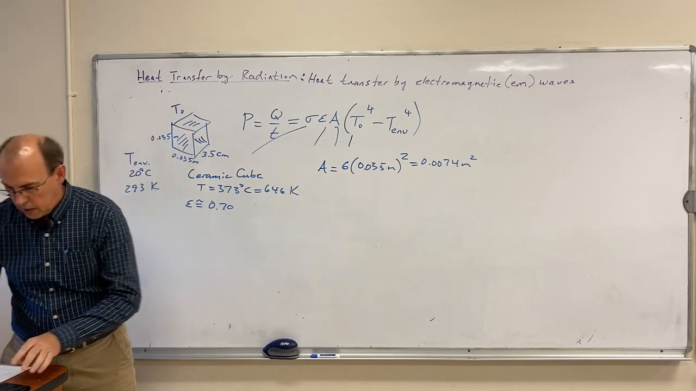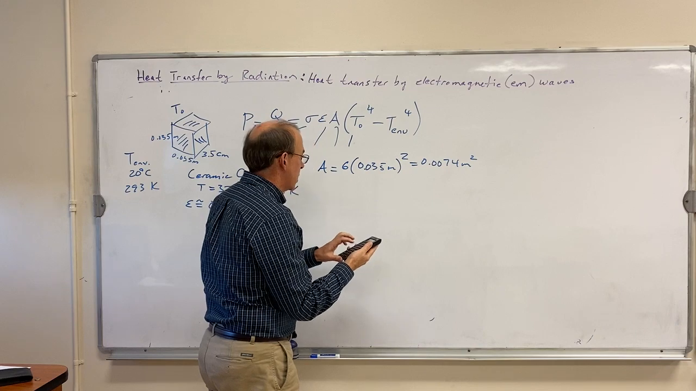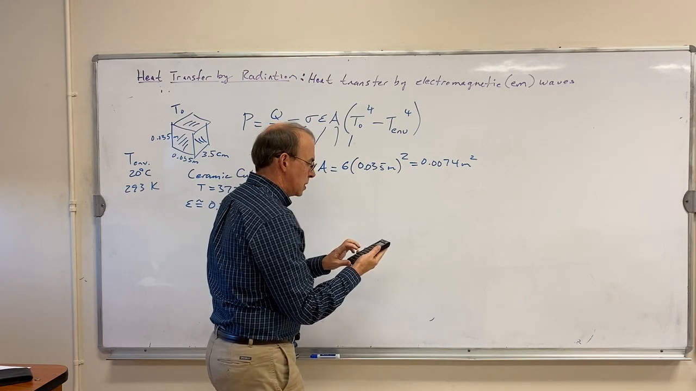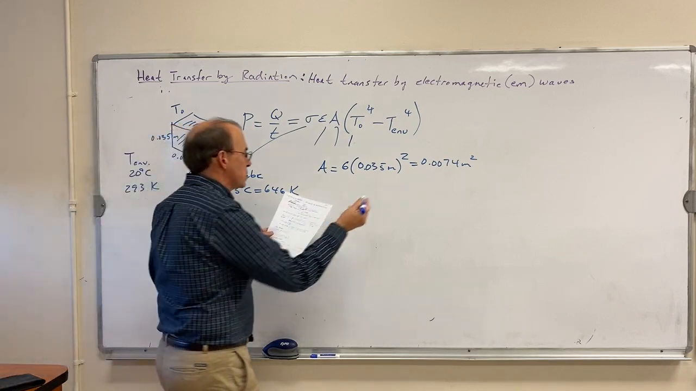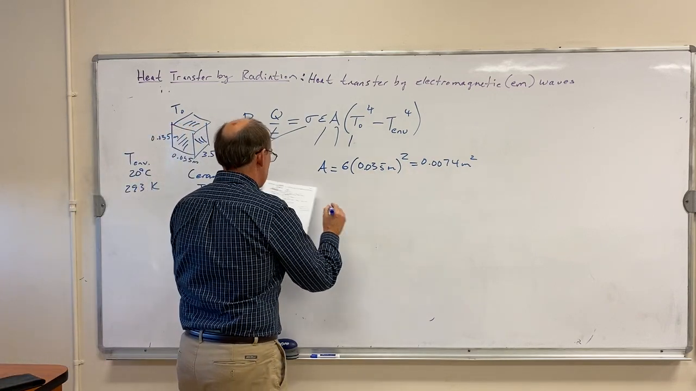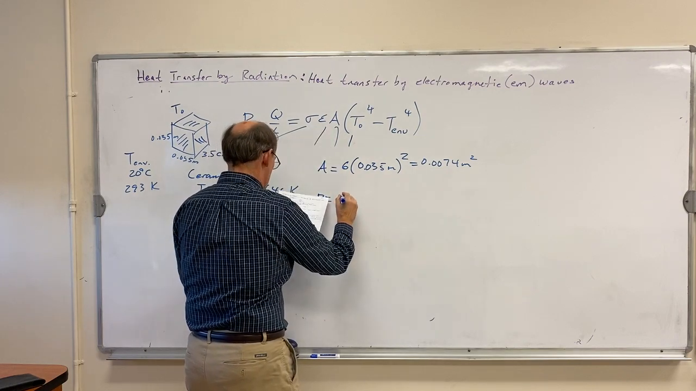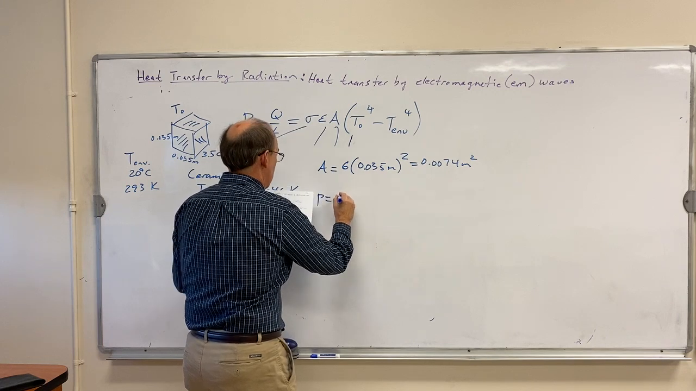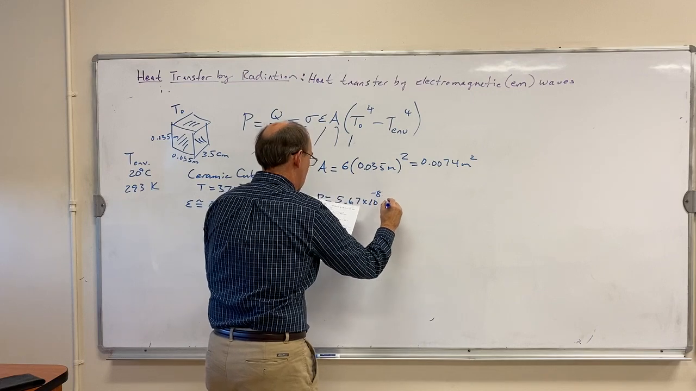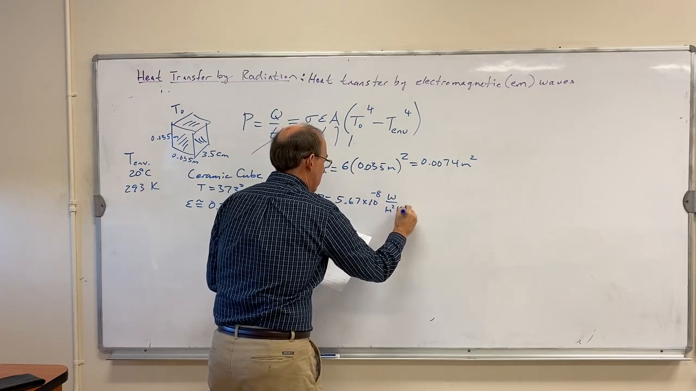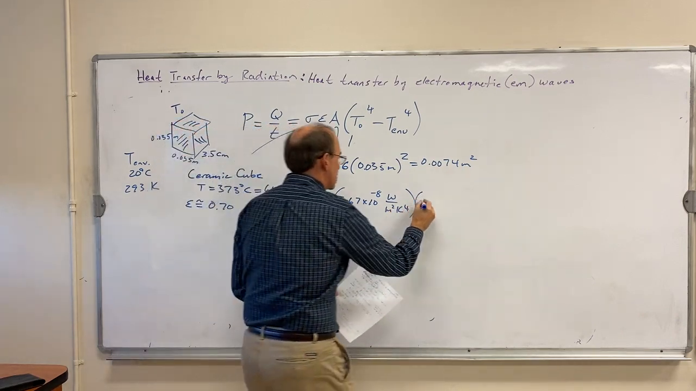So I want to check that, make sure I did that right. 0.035 squared, 6 times. Yep. It's actually 0.00735, but I'll use 0.0074. So now the power is sigma, this 5.67 times 10 to the minus 8 watts per meter squared Kelvin to the fourth. Epsilon has no units, it's 0.7.